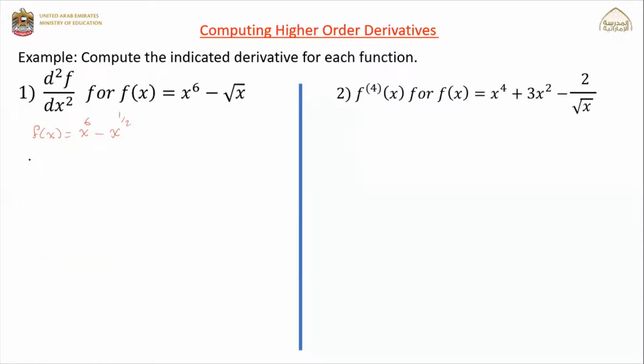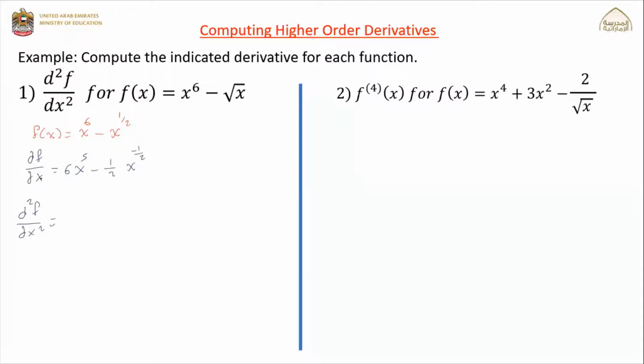Now, what about the first derivative? The first derivative is df by dx, which is 6x to the power 5 minus half x to the power -half. Now, why -half? Because half minus 1 is -half. Now, what about d square f over dx squared, the second derivative?